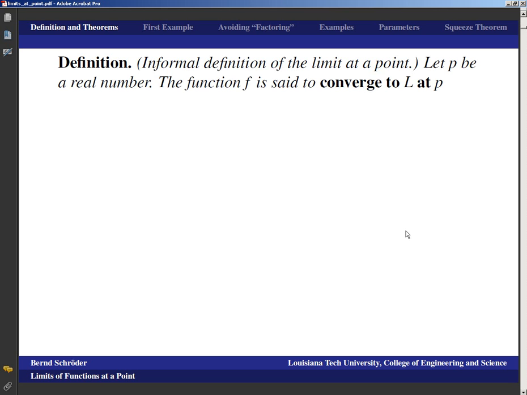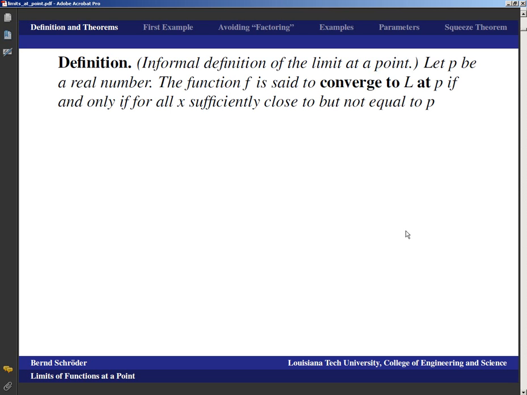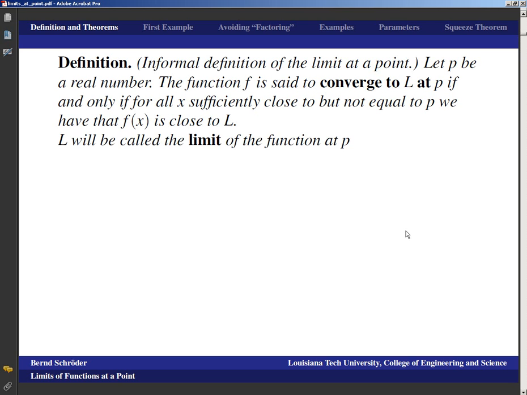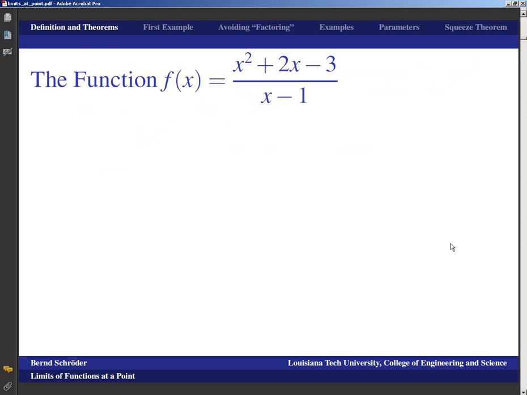number, p for point maybe, then the function f is said to converge to the limit L at p if and only if, for all x sufficiently close to but not equal to p, we have that f of x is close to L. In that case, L will be called the limit of the function at p. Well, that is a perfectly good mathematical definition, but what does it mean? Well, okay, notation, L is the limit as x goes to p of f of x. And I think now we're talking about what it means.